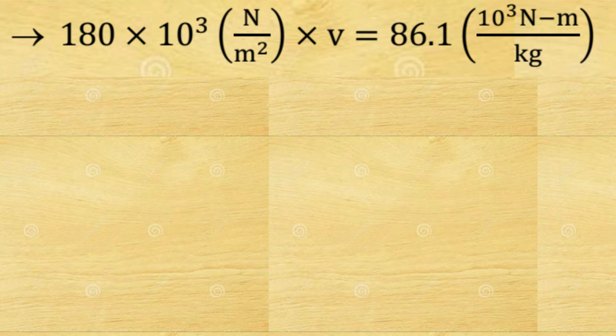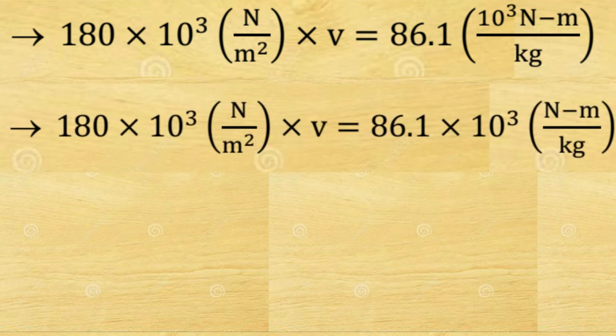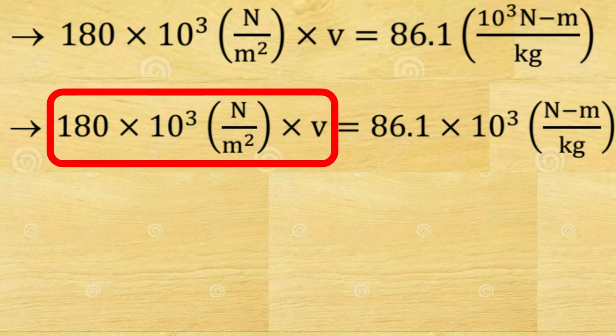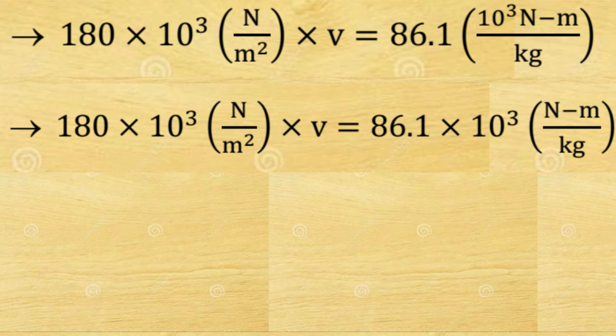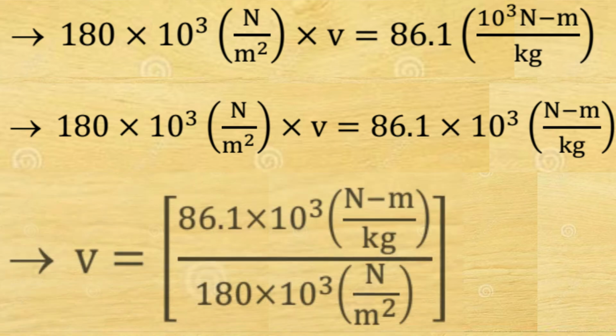So the next step will be 180 into 10 power 3 Newton per meter square into small v is equal to 86.1 into 10 power 3 Newton meter per kg. Now I will bring this 180 into 10 power 3 Newton per meter square to the denominator of RHS. We get small v is equal to 86.1 into 10 power 3 Newton meter per kg whole divided by 180 into 10 power 3 Newton per meter square.